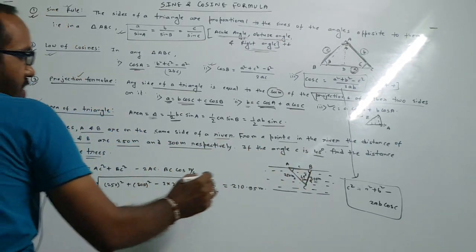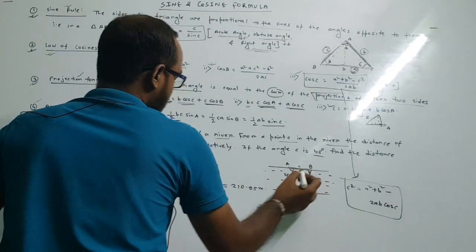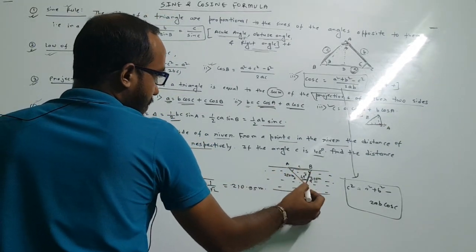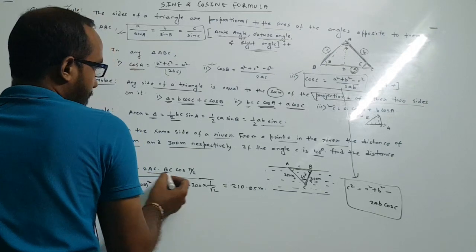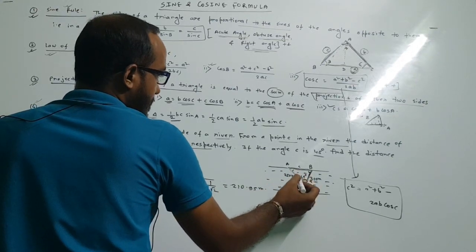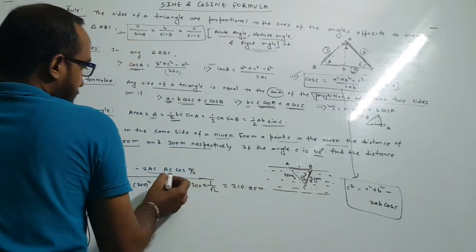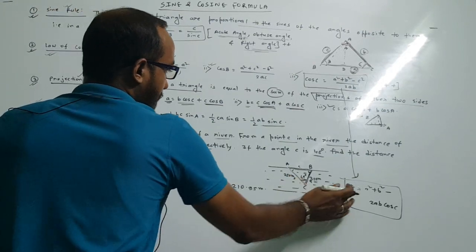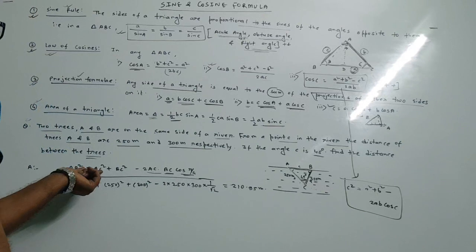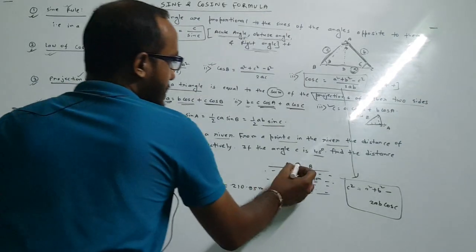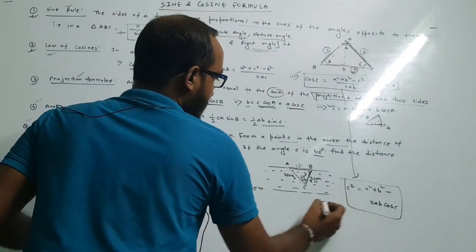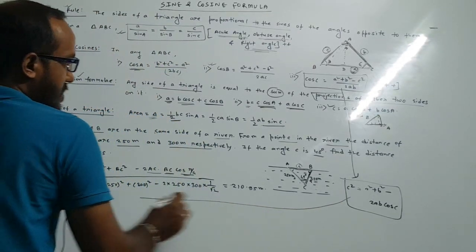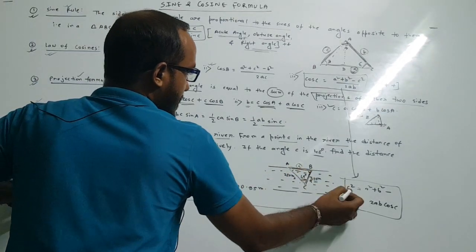So see, we want to find out AB. So AB square would be equal to AC square plus BC square minus twice AC into BC into the angle between them. Relate this formula with this thing. See, this is C, so it would be C square. That means we can say that C square is your AB square, right?